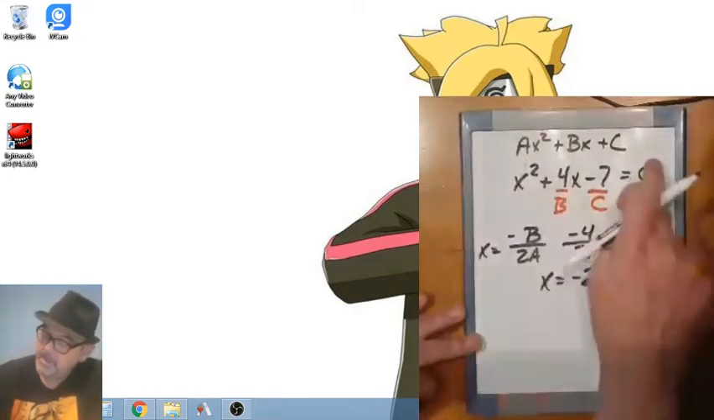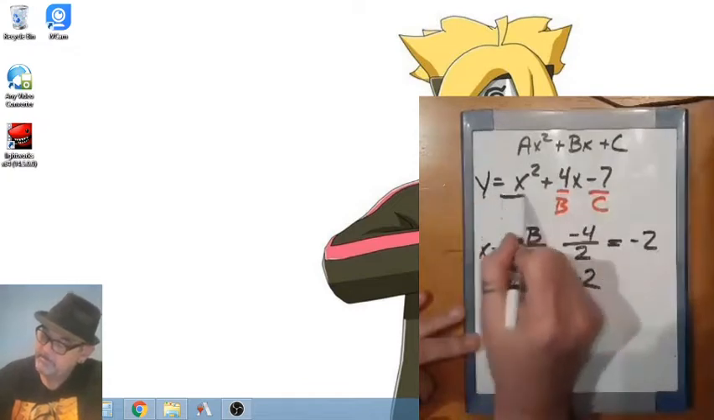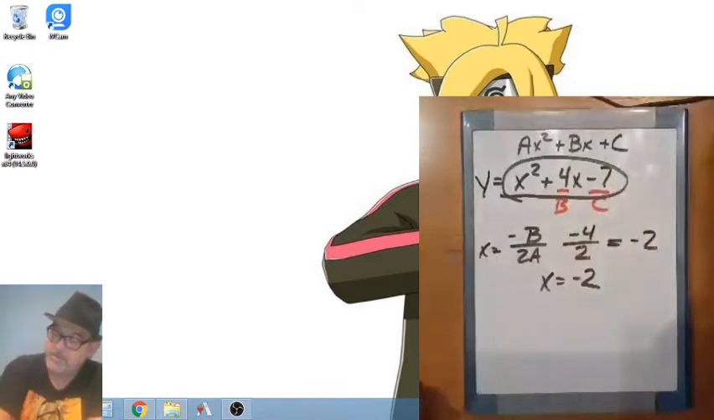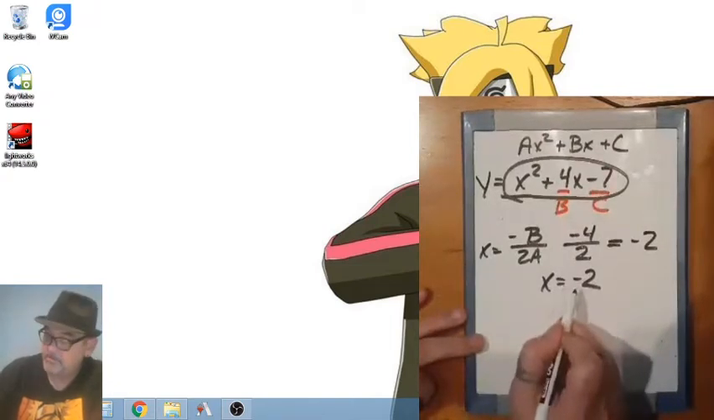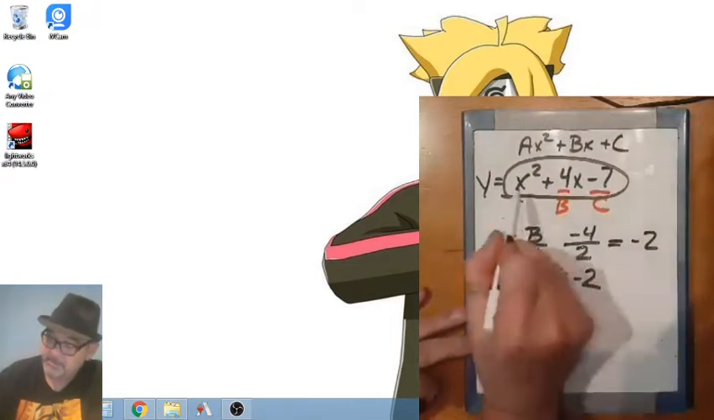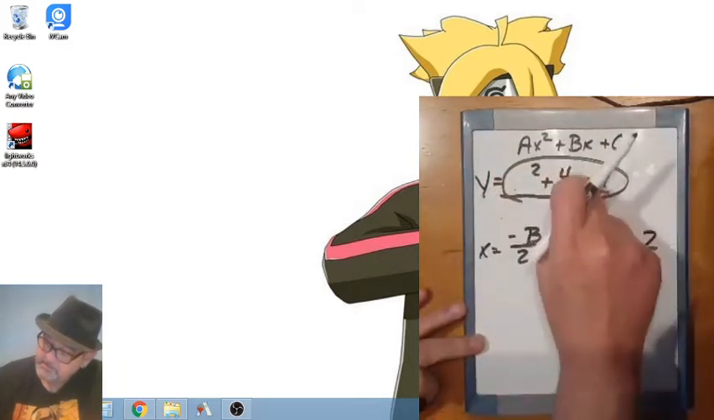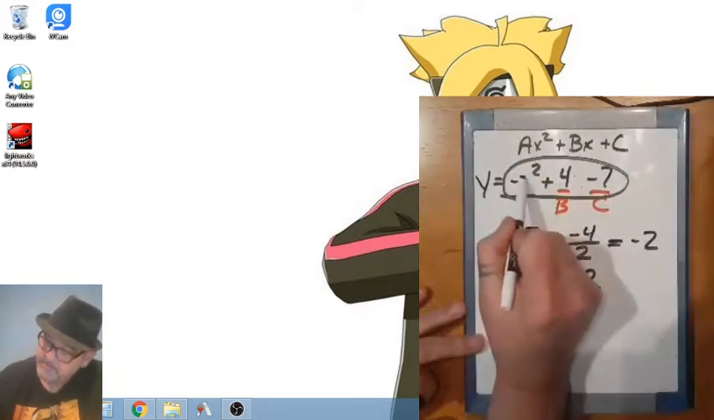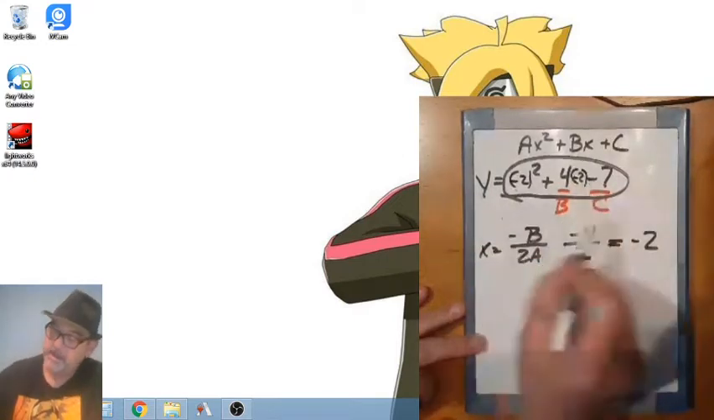Well, what does y equal? This whole thing equals y. This whole thing right here equals y. So I just found out what x is. It's negative 2. I'm going to plug negative 2 in place of x here and of x here. So let's take these out and replace it with negative 2. And this also becomes negative 2. And now I just simplify.